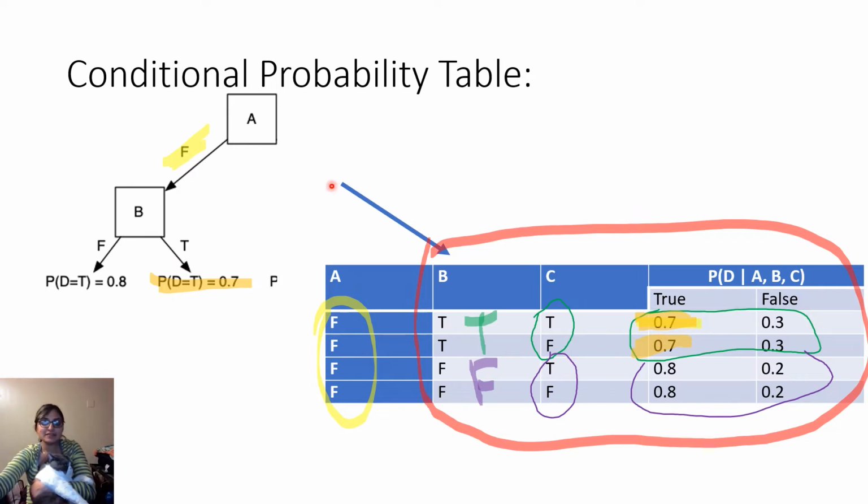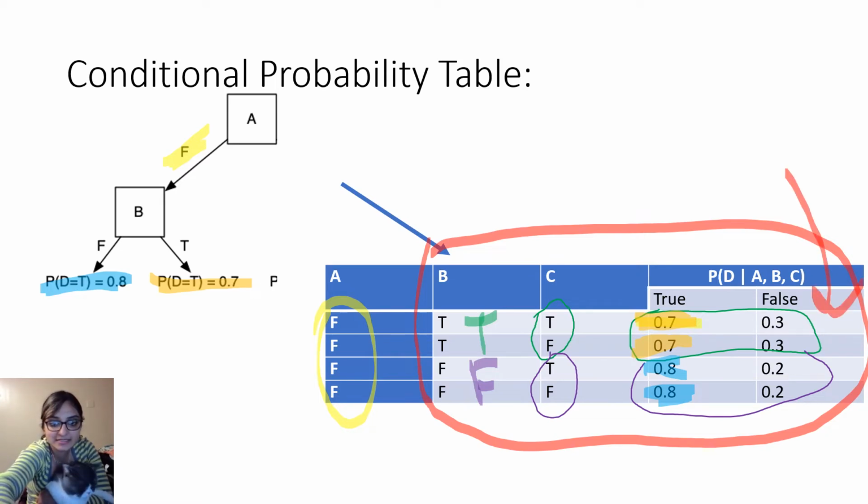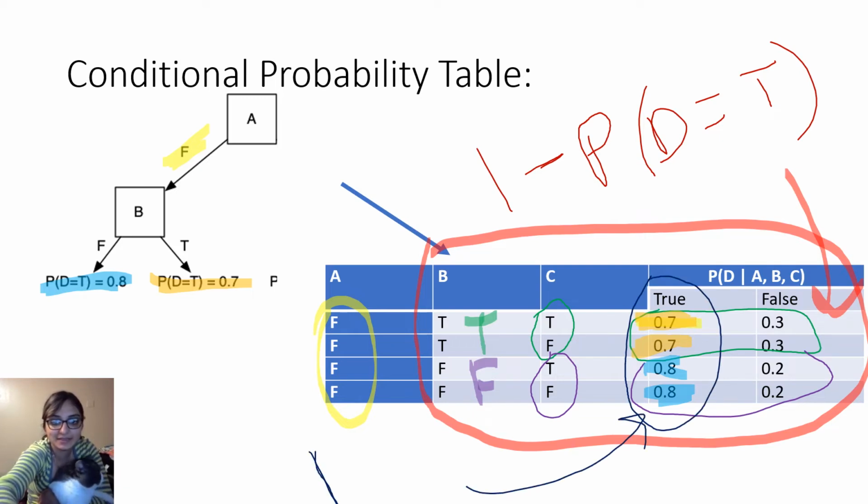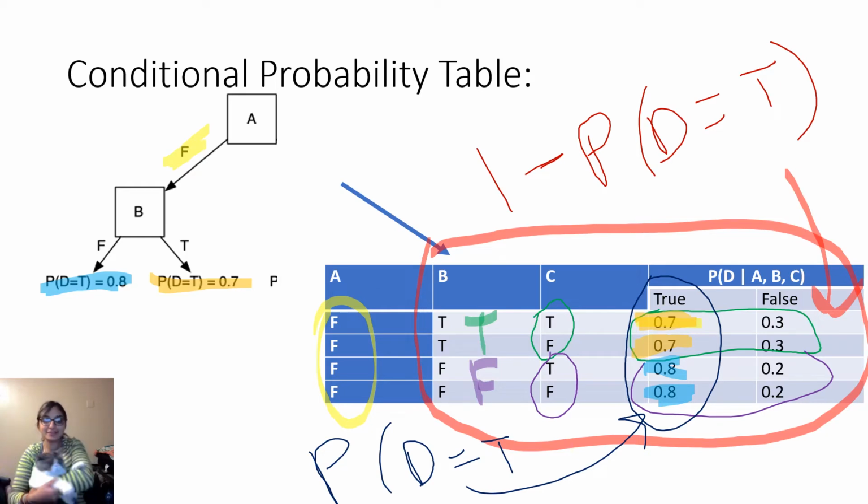And similarly, if B is false, then the probability that D is true is 0.8. And this probability of 0.8, this right here, is what this is. And then this column right here is just the same thing as the probability D equals F. It's just 1 minus this. And this column right here, guys, is the probability D equals true, but it is conditioned on the other values: the values of A, the values of B, the values of C. It's conditioned on all of those values.